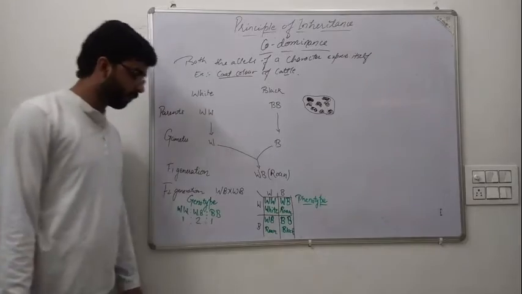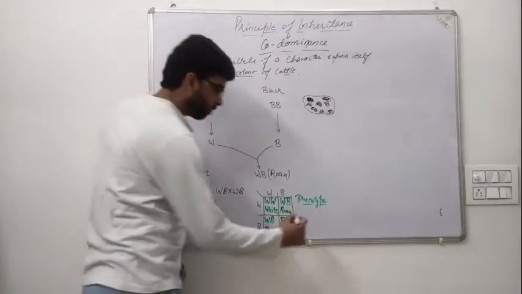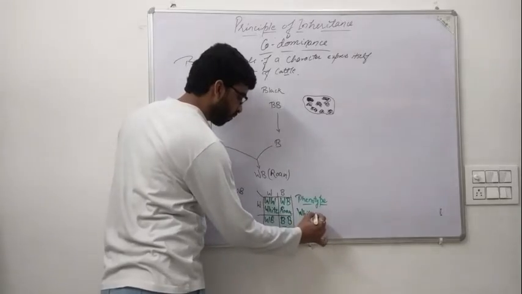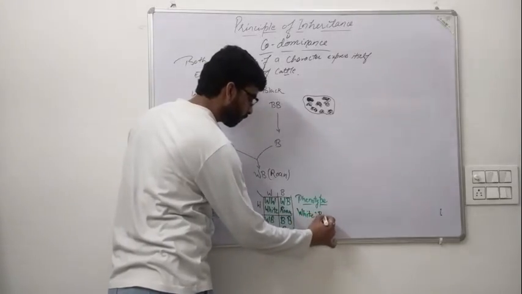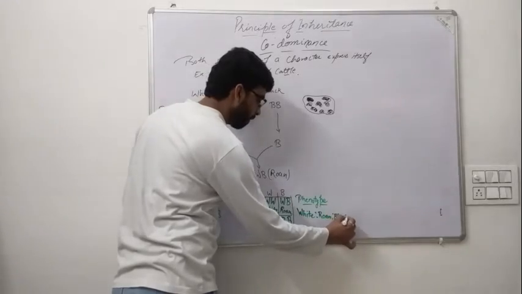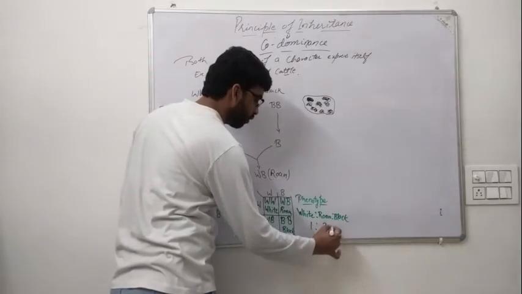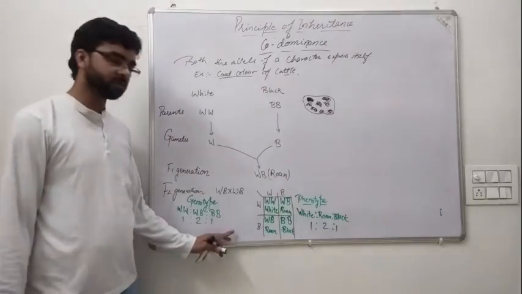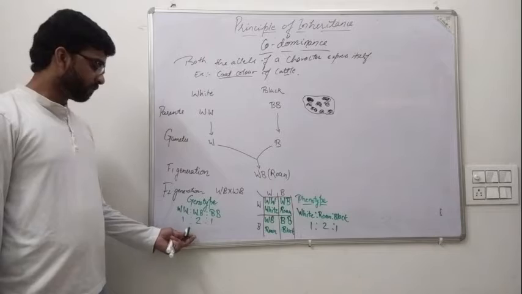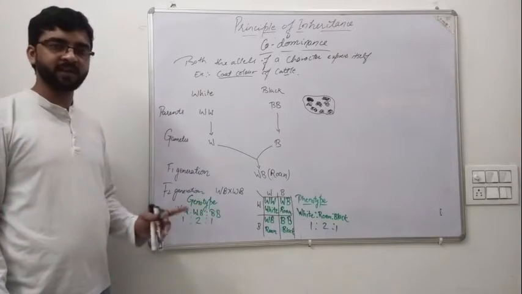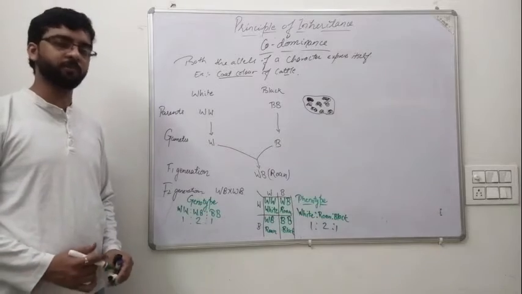And when we go through the phenotype, we observe white, roan, black with a ratio of 1:2:1 here. If we have understood this, the ratio of genotype and phenotype of codominance is similar to incomplete dominance.